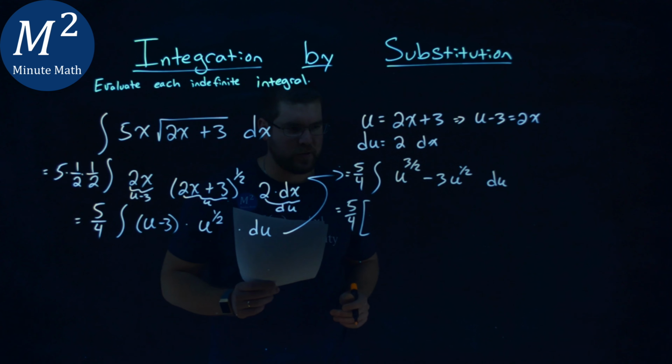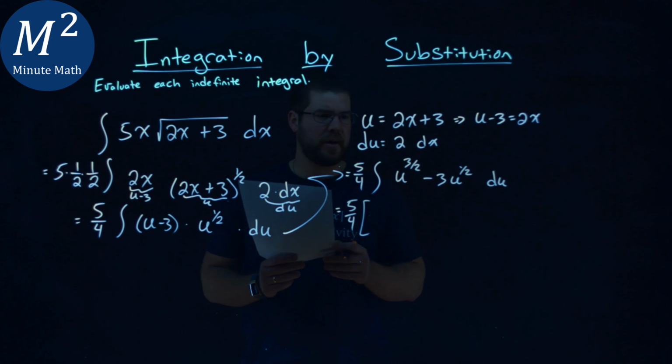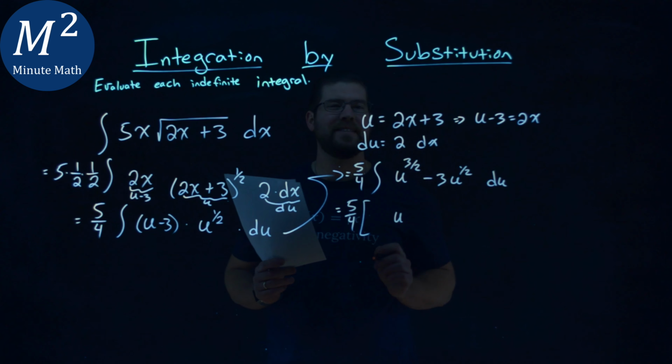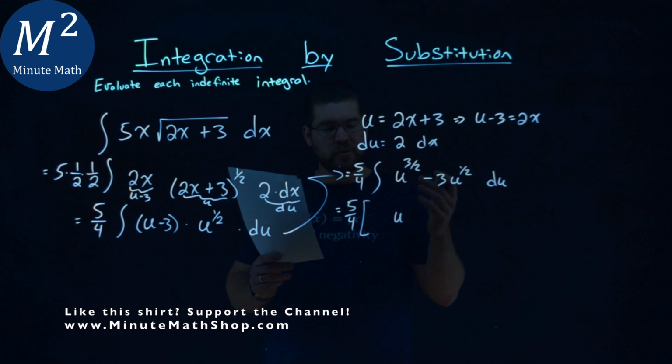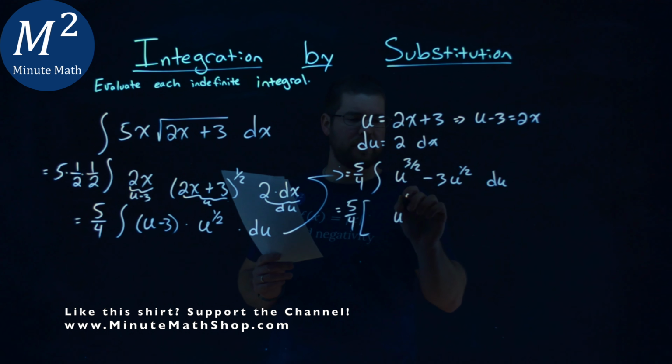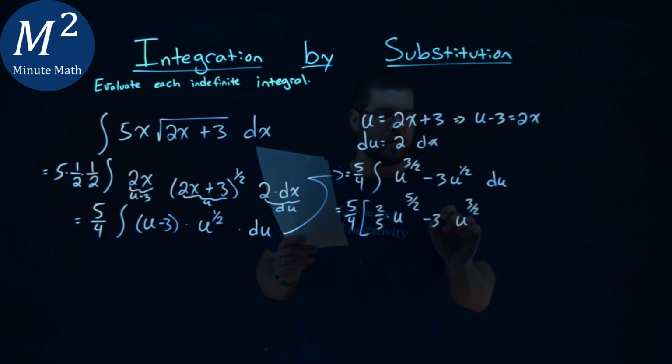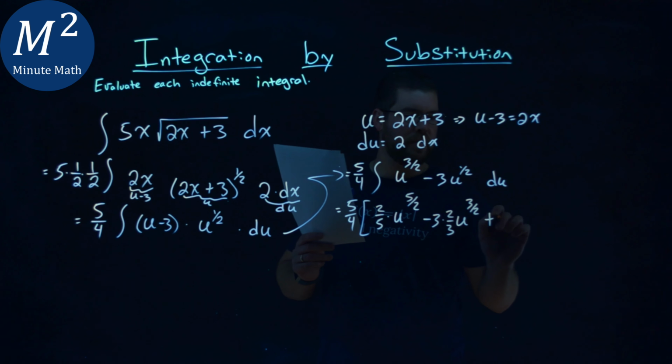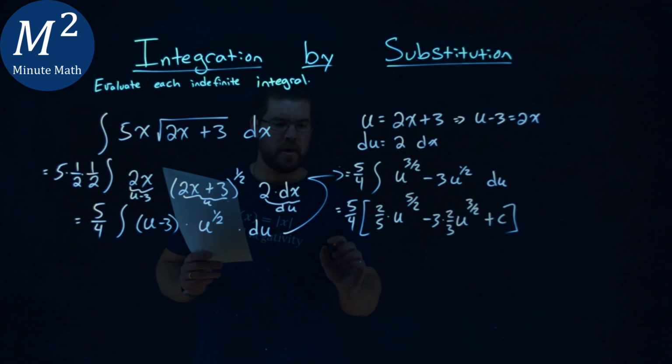So now from here, 5/4 stays out front. And let's take the integral of the inside here. Okay, power rule. We raise the exponent by 1. We add 1 to it, so we have a 5/2, right? 3/2 plus 2/2 is a 5/2. Cancel it out, multiply by 2/5 up front. Minus, same thing here, 3 is still there. 1/2 plus 1, or 2/2, is a 3/2. Flip that over, multiply up front, a 2/3. And then we still have now a plus c going on here.